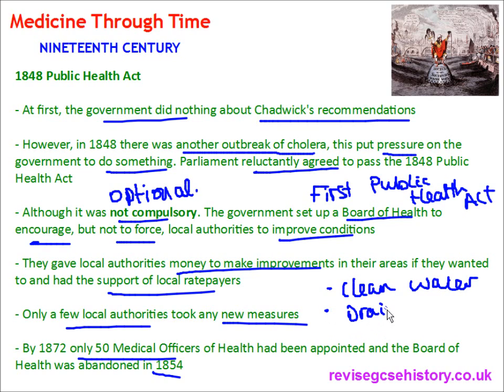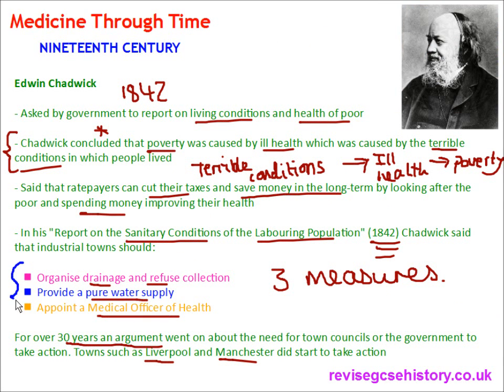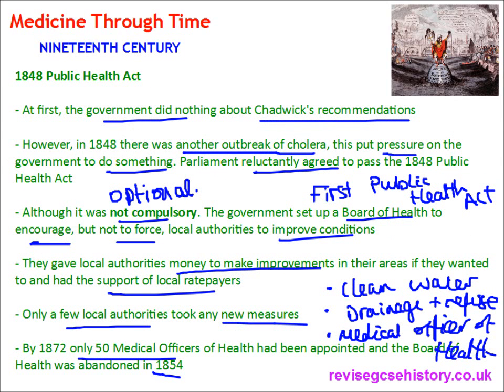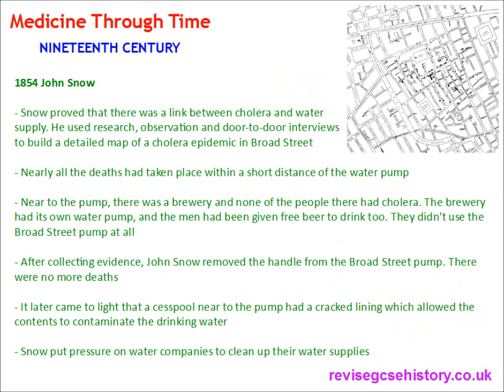The 1848 Public Health Act said that they should provide a clean water supply, drainage and refuse collection, and appoint a medical officer of health. So basically, Chadwick's recommendations, these 3 things on this slide here, were made optional in the 1848 Public Health Act for towns to provide. So it's not compulsory. That is the key thing you need to know about the 1848 Public Health Act. That is not compulsory, and that explains why it basically did nothing.